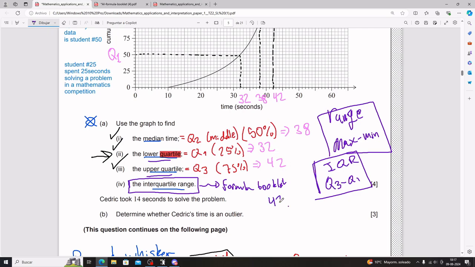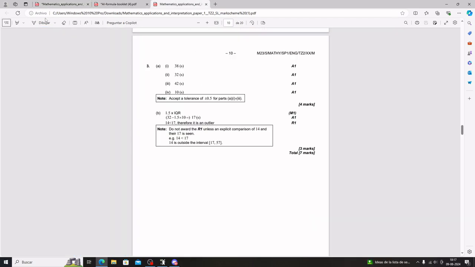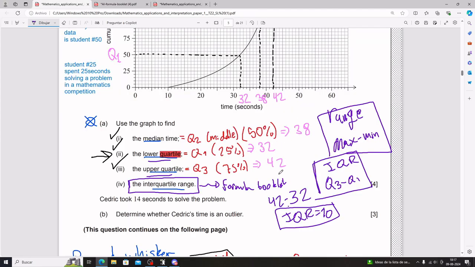So you will be doing 42 minus 38. Oh, sorry. Q2 minus 32, my bad. So the IQR has to equal 10. See? Just so that we're on the same page, here are the answers. Looks pretty good to me. 38, 32, 42, 10. See? So, part A is complete.